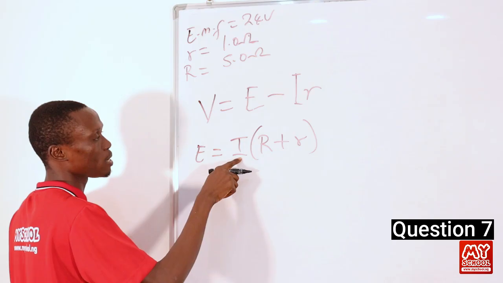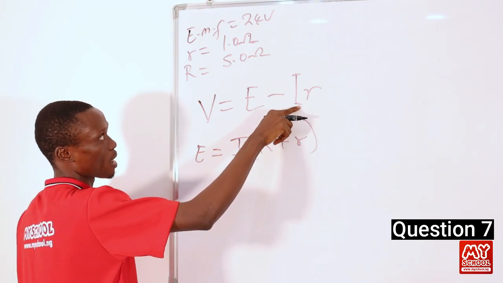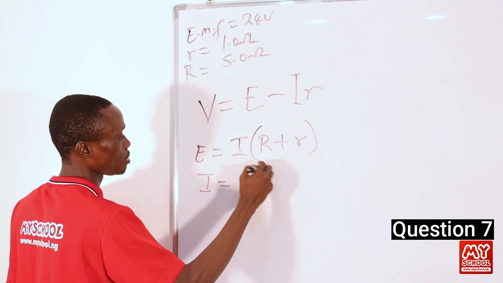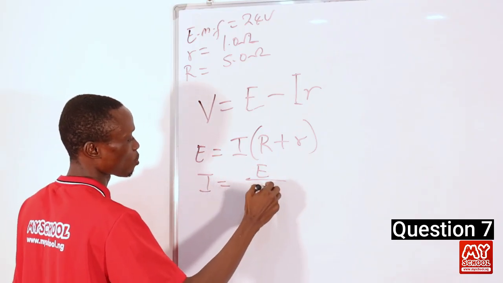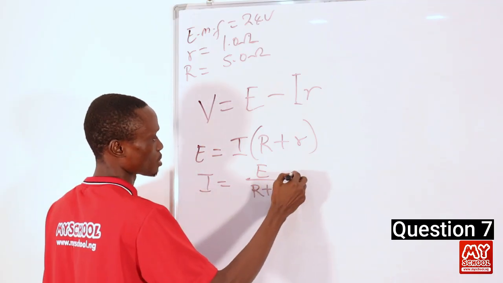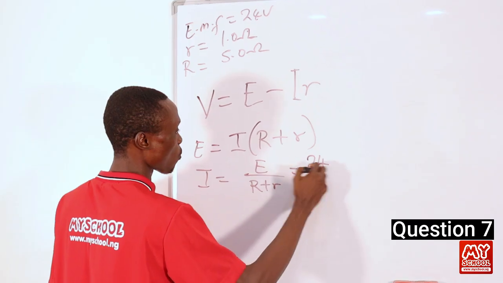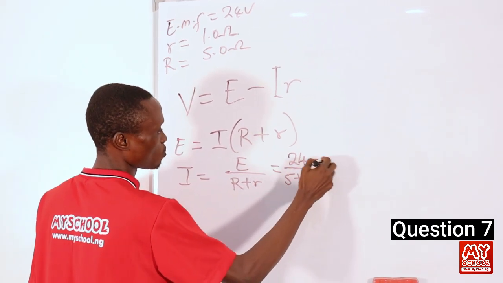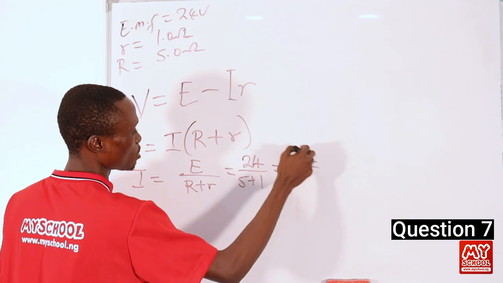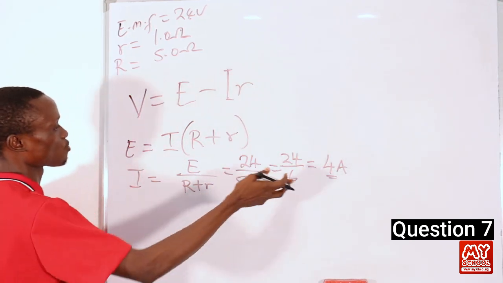So here we can make I the subject of the formula so that we can get the value of I, since it's not given to us in the question. So I becomes E over R plus small r, external resistance and internal resistance. Let's input our values. This will be 24 over 5 plus 1, which is 24 over 6. If we divide, this will give us 4 ampere. So the current is 4 ampere.